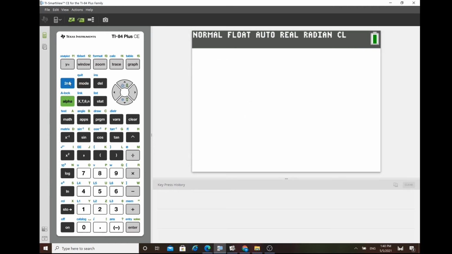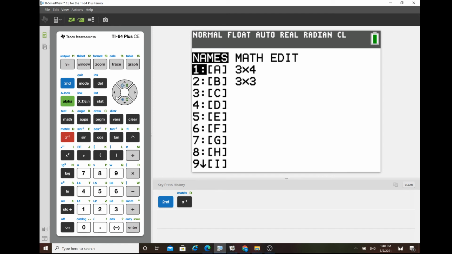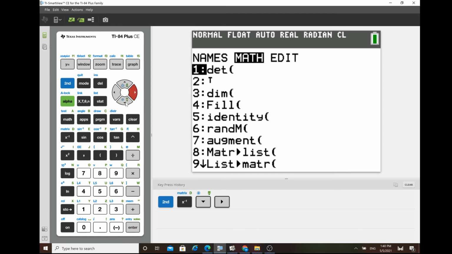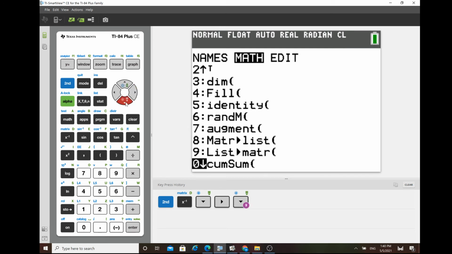And then go back to second matrix. And then you want to go to edit. No, not edit. You want to go to math. And then press the down cursor. You'll see that R, R, E, F.